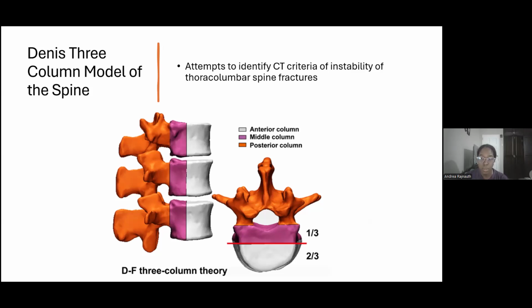The anterior column consists of the anterior half of the disc and vertebral body, and this also includes the anterior half of the annulus fibrosus, plus the anterior longitudinal ligament. The middle column consists of the posterior half of the disc and vertebral body, and also includes the posterior wall of the vertebral body, as well as the posterior half of the annulus fibrosus and the posterior longitudinal ligament. The posterior column consists of the posterior arch with the interposed posterior ligamentous complex. Injury to this column alone typically does not cause instability with flexion.